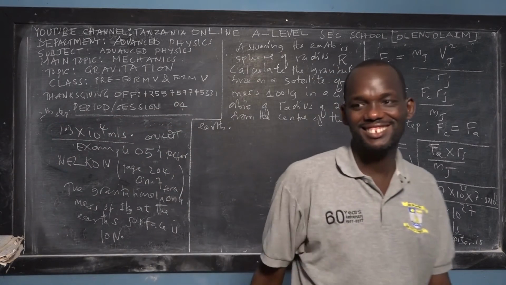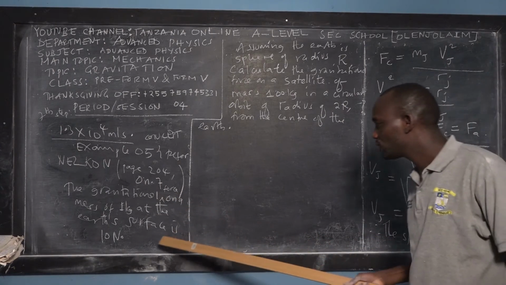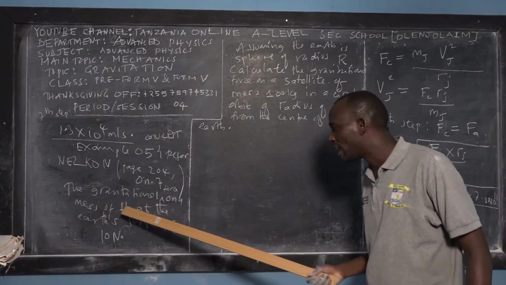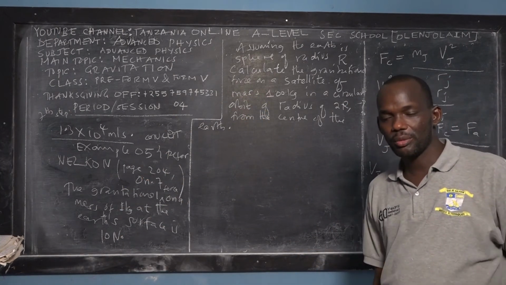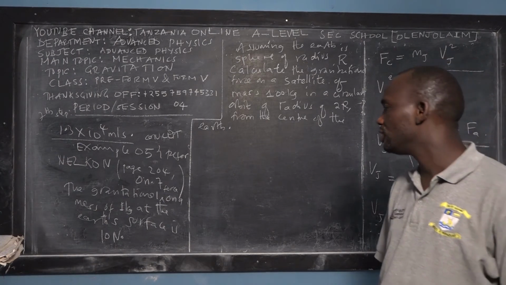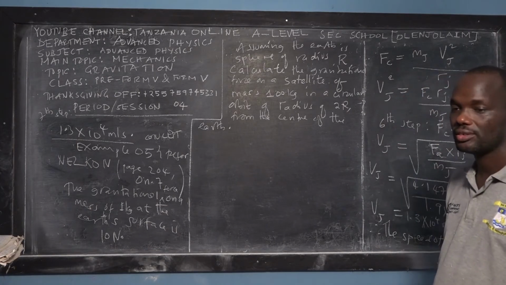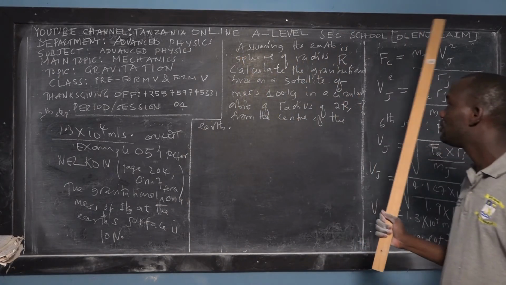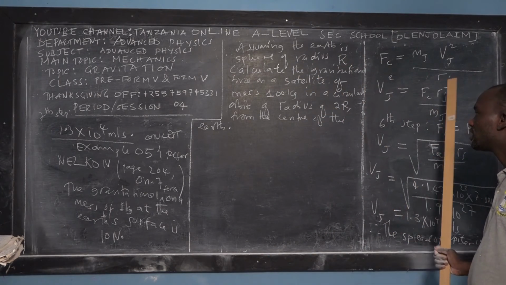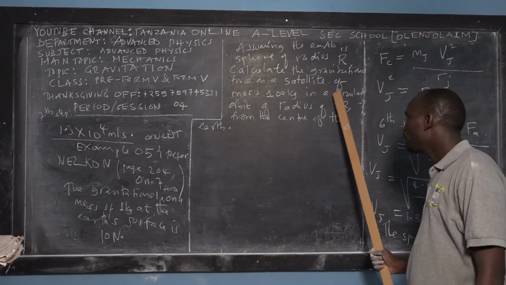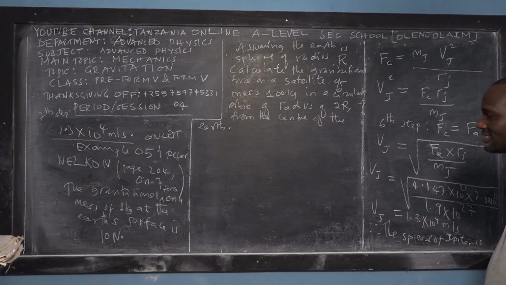Can you try it? The gravitational force on a mass of 1 kilogram at the Earth's surface is 10 Newton. This gives the force of attraction between a body of 1 kilogram and the Earth's surface. Then assuming the Earth is a sphere of radius r, calculate the gravitational force on the satellite of mass 100 kilograms in circular orbit of radius 2r from the center of the Earth. How do you solve it?